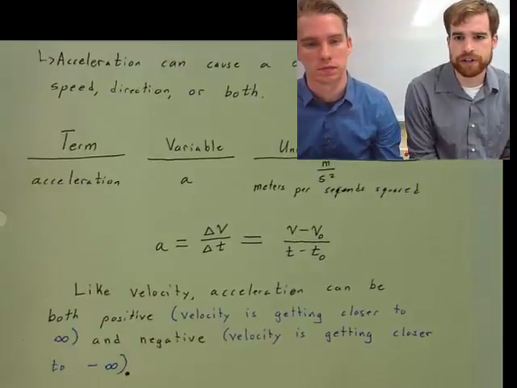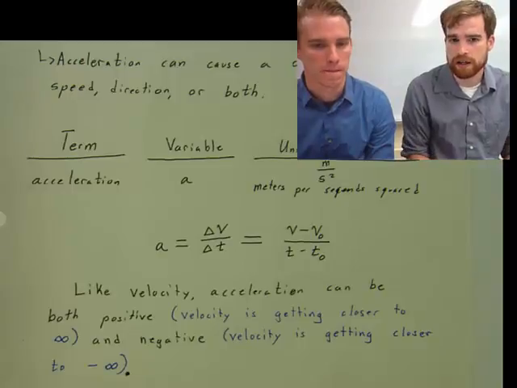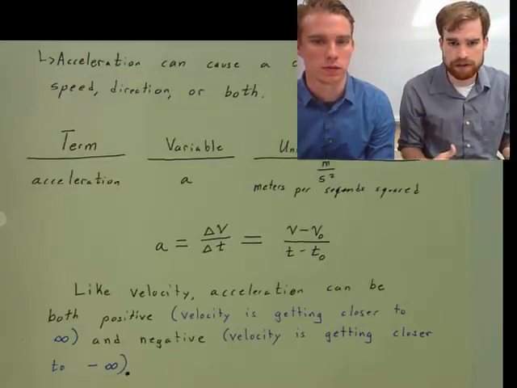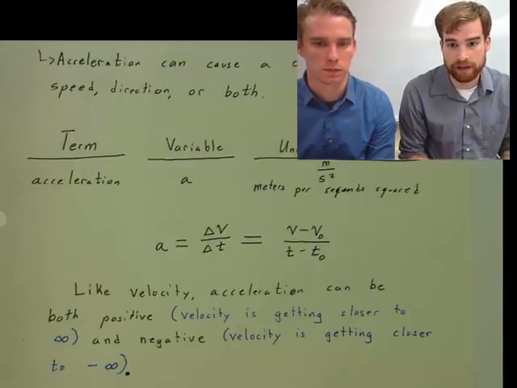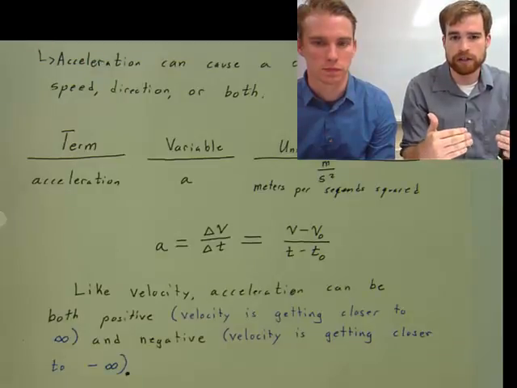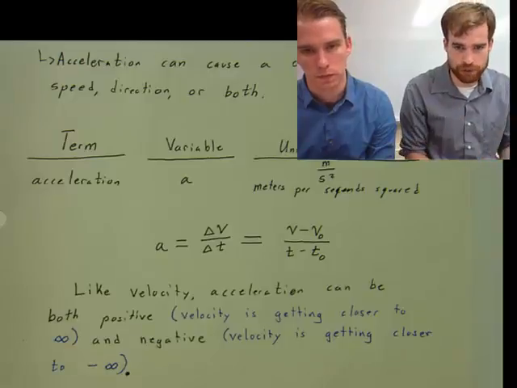Velocity and acceleration can both be positive. Velocity is getting closer to infinity, so it's increasing, it's getting bigger. So if your velocity is from 5 to 10, that's going closer to infinity. And negative, velocity is becoming negative infinity. So if you go from 10 to 5, you're going closer to negative infinity.